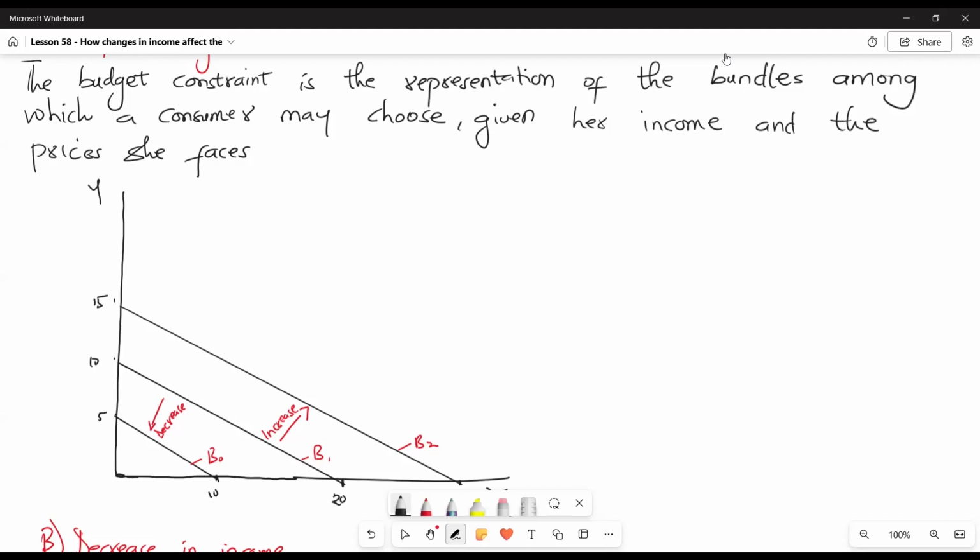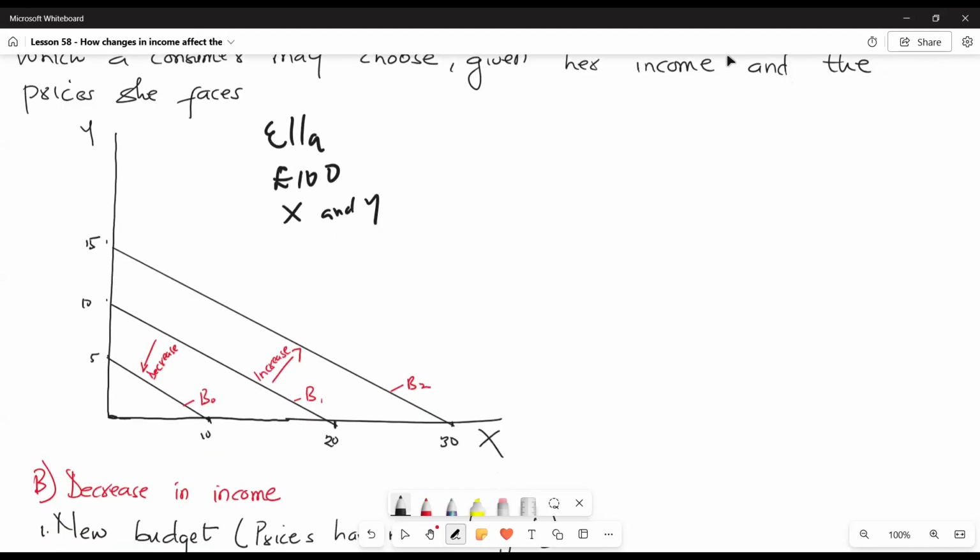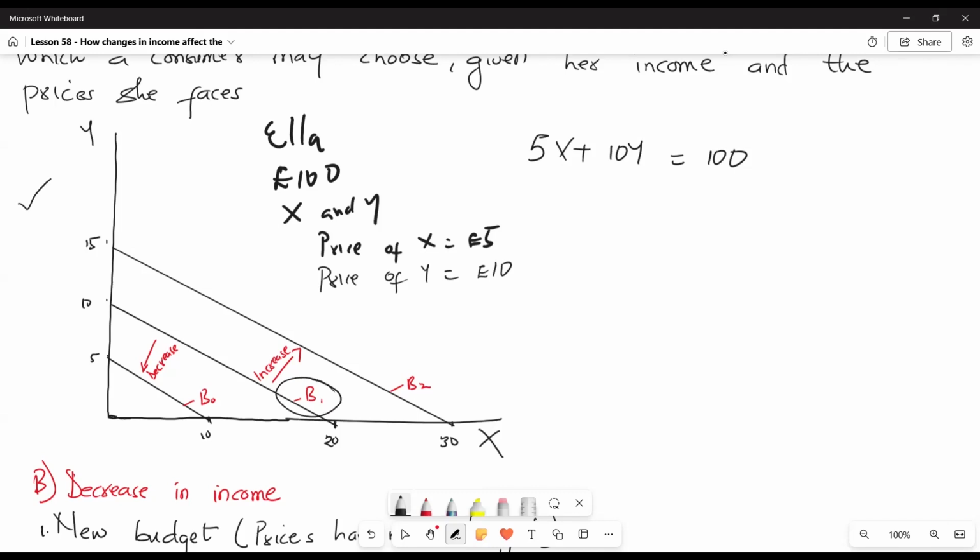Let's first consider a consumer named Ella who earns £100 a week and consumes only two goods, X and Y. Now assume the price of good X is 5 and the price of good Y is 10. So given this information, we can write Ella's budget constraint as 5X plus 10Y equals 100. This can be represented by the figure that we have here on the budget line B1.